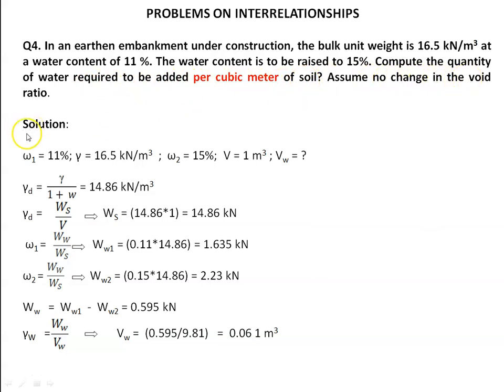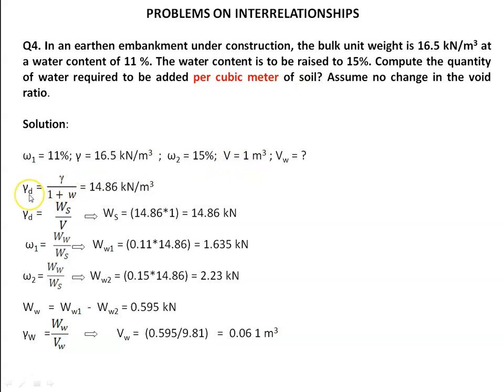So here the initial water content is 11%. Then after the increase in the water content, it should be 15%. And we have to compute the quantity of water required to be added per cubic meter of soil. So we have to take volume as 1 meter cube.